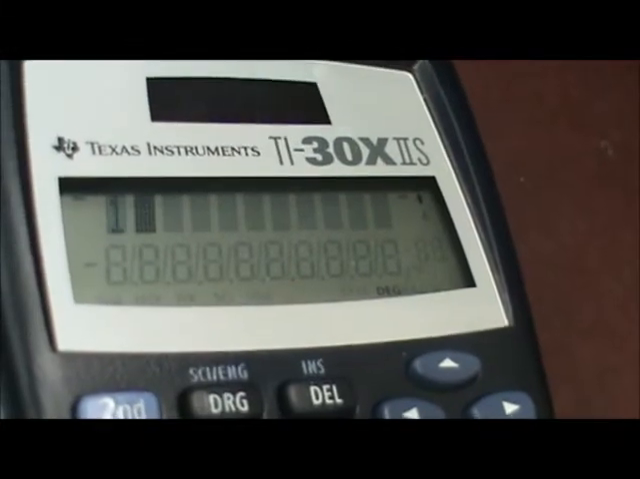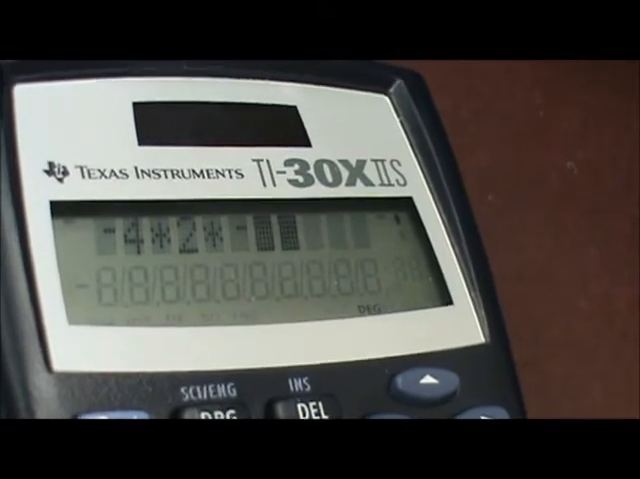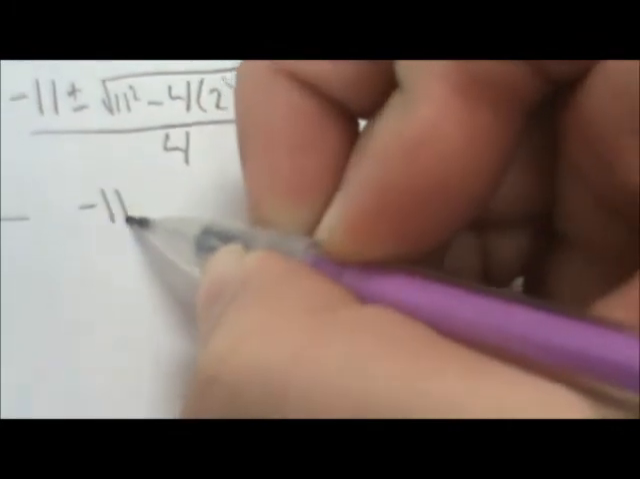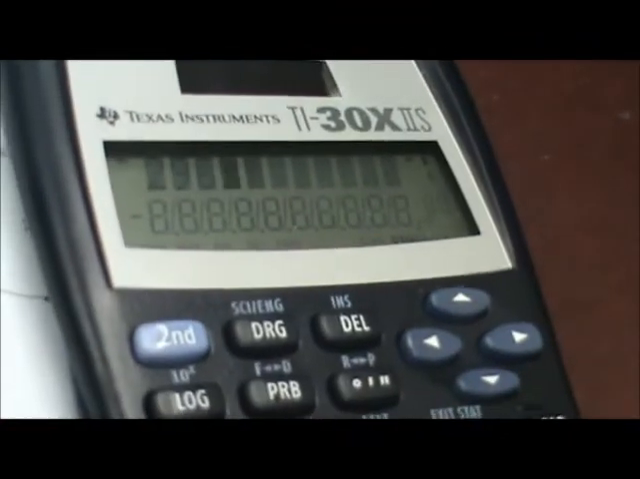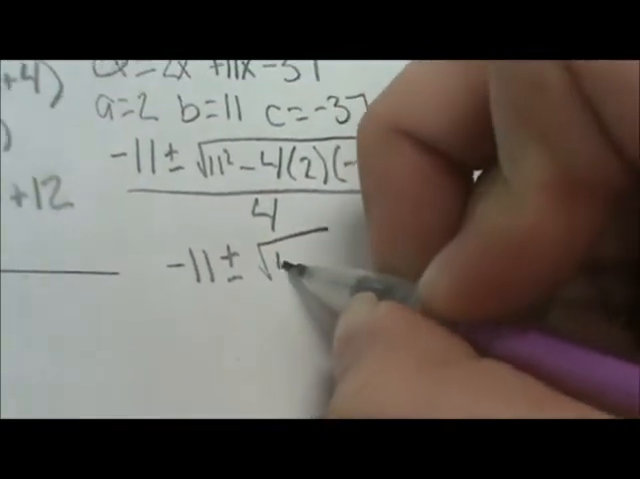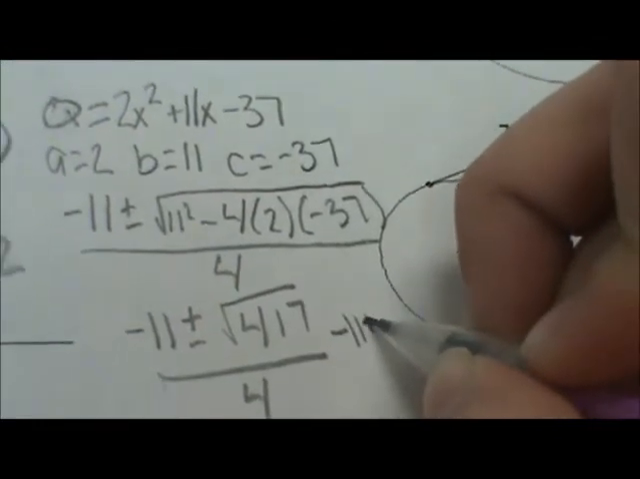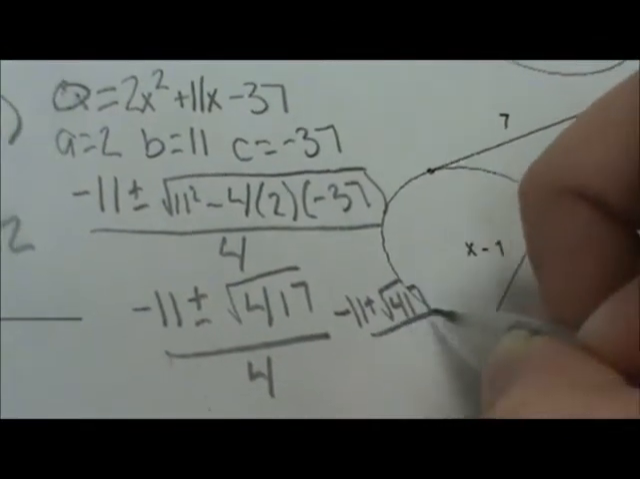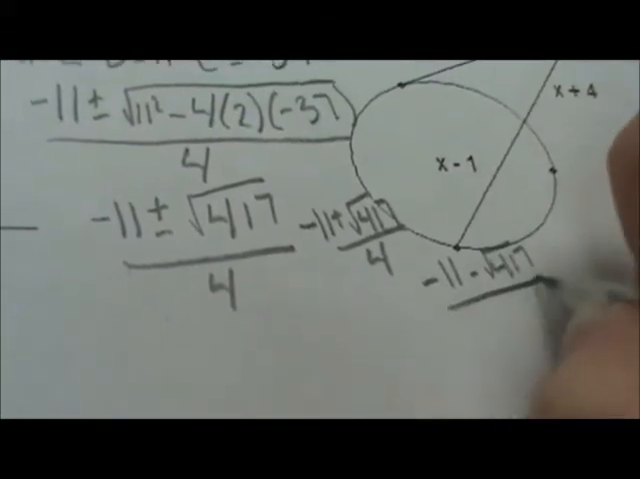So then you need to use your calculator. You take negative 4 times 2 times negative 37, which is 296. So negative 11 plus or minus the square root of 296 plus 121, which is 11 squared, is then 417, all over 4. Then you need to separate the equations again, and you will get negative 11 plus the square root of 417 over 4, and negative 11 minus the square root of 417 over 4.